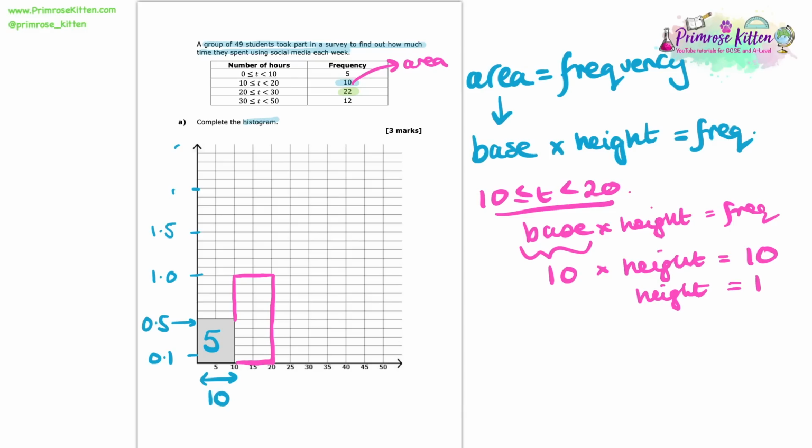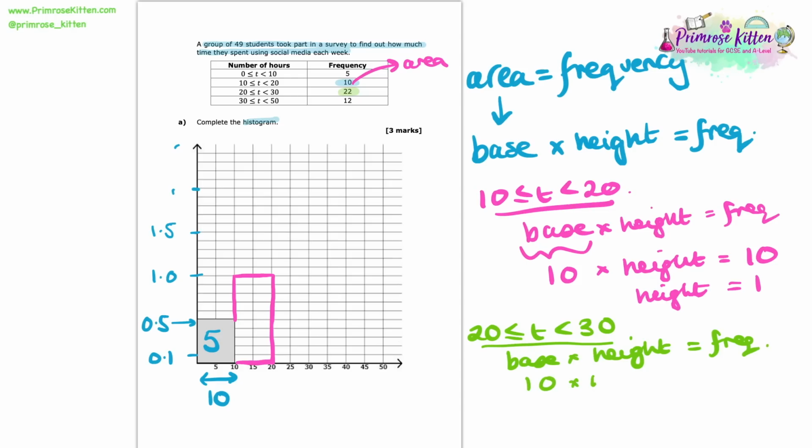So now we've got the interval of 20 to 30, which has a frequency of 22. Again, we're going to use the fact that base times height equals frequency. Now in this case, the base, because it goes from 20 to 30, has that width again of 10. So when we're drawing it on the graph, it has a base of 10 times the height equals 22 for the frequency. That means the height is equal to 2.2. So if we go to the grid, the base goes from 20 to 30 and it goes up to 2.2.